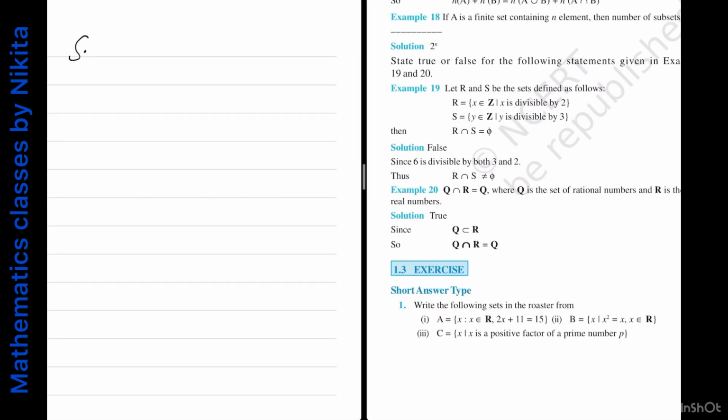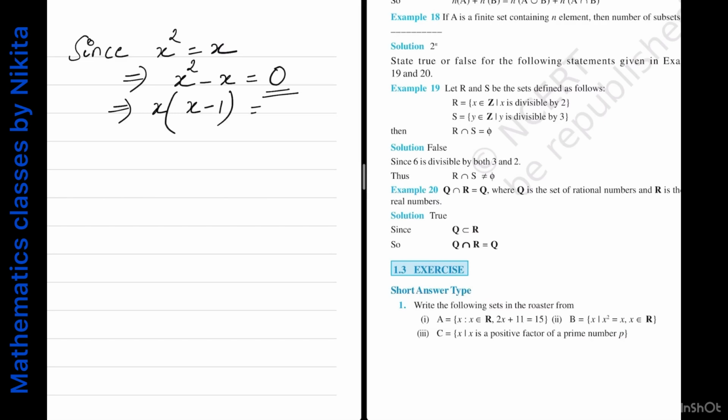Since x square is equal to x, this implies I can write this as x square minus x equal to 0. I am writing this in the form of an equation so that the right hand side is equal to 0. Now what you can do is take x common. So I will have x into x minus 1 equal to 0. So now I have two factors. The first factor is x and the second factor is x minus 1.